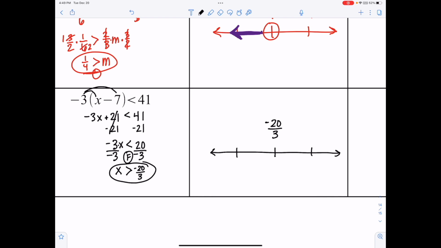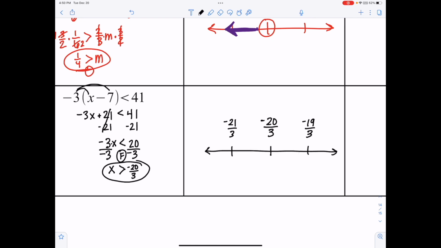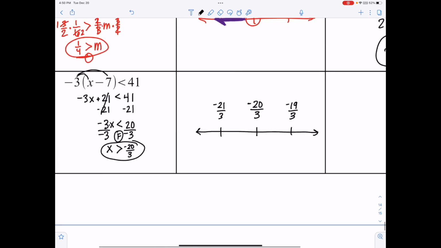All right, so one of the things I can do to keep this a little bit simple is, if I have negative 20/3, a little bit bigger would technically be negative 19/3, and a little bit smaller would be negative 21/3. That can simplify. Yes, 21 divided by 3 is 7. And so I could just write negative 7 there or leave it as is. I'm just going to leave it as is for right now. Now look and see if we have any concrete, meaning is it greater than or equal to? It's not, so we know that it's going to be an open circle.